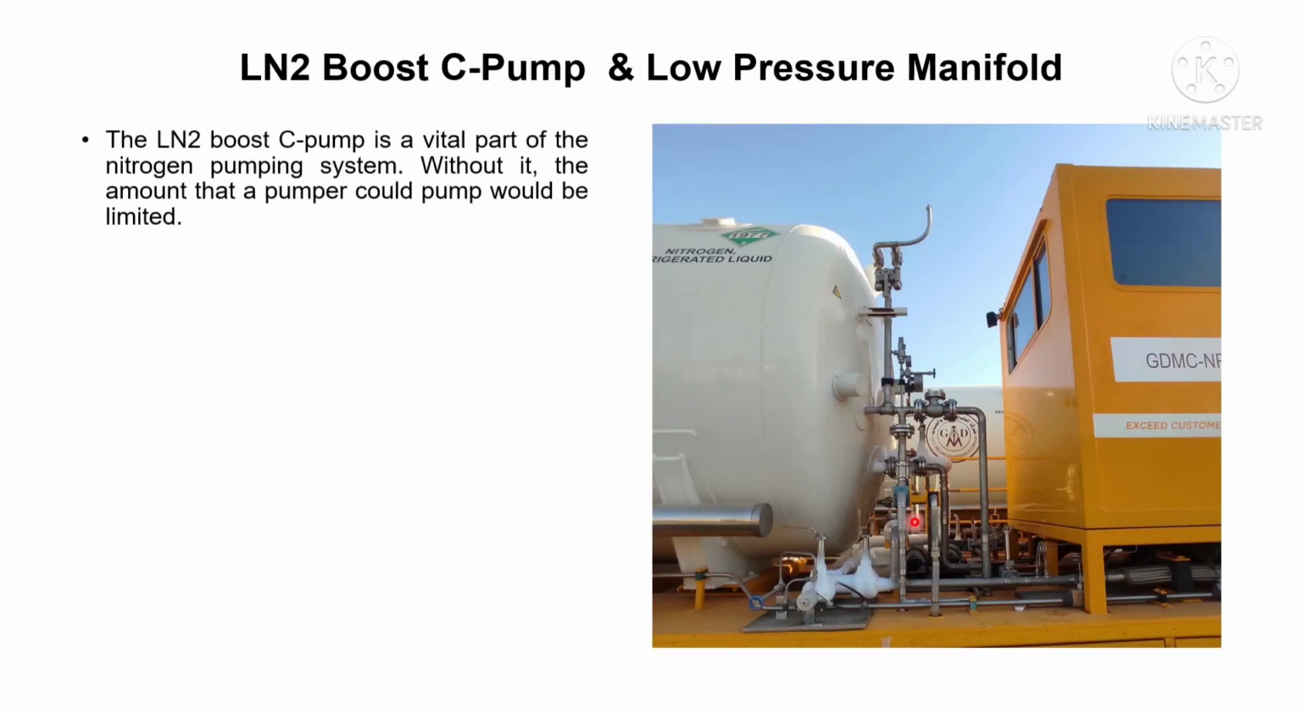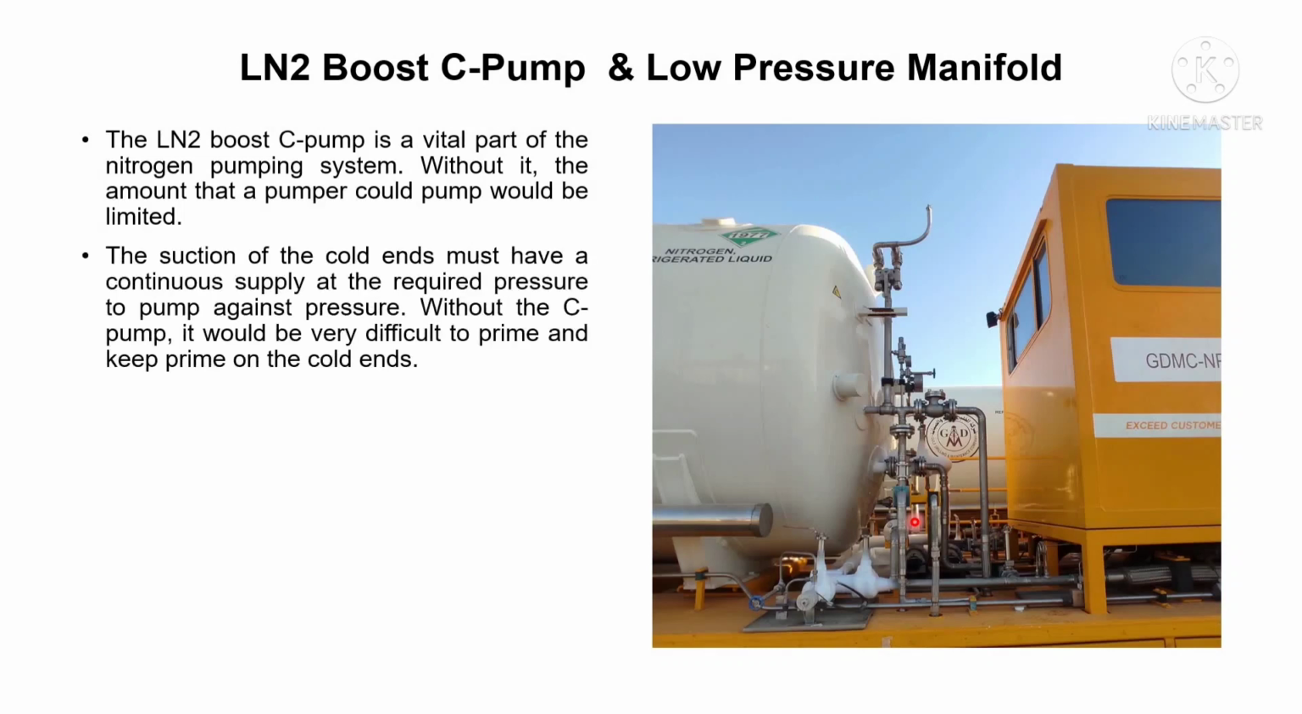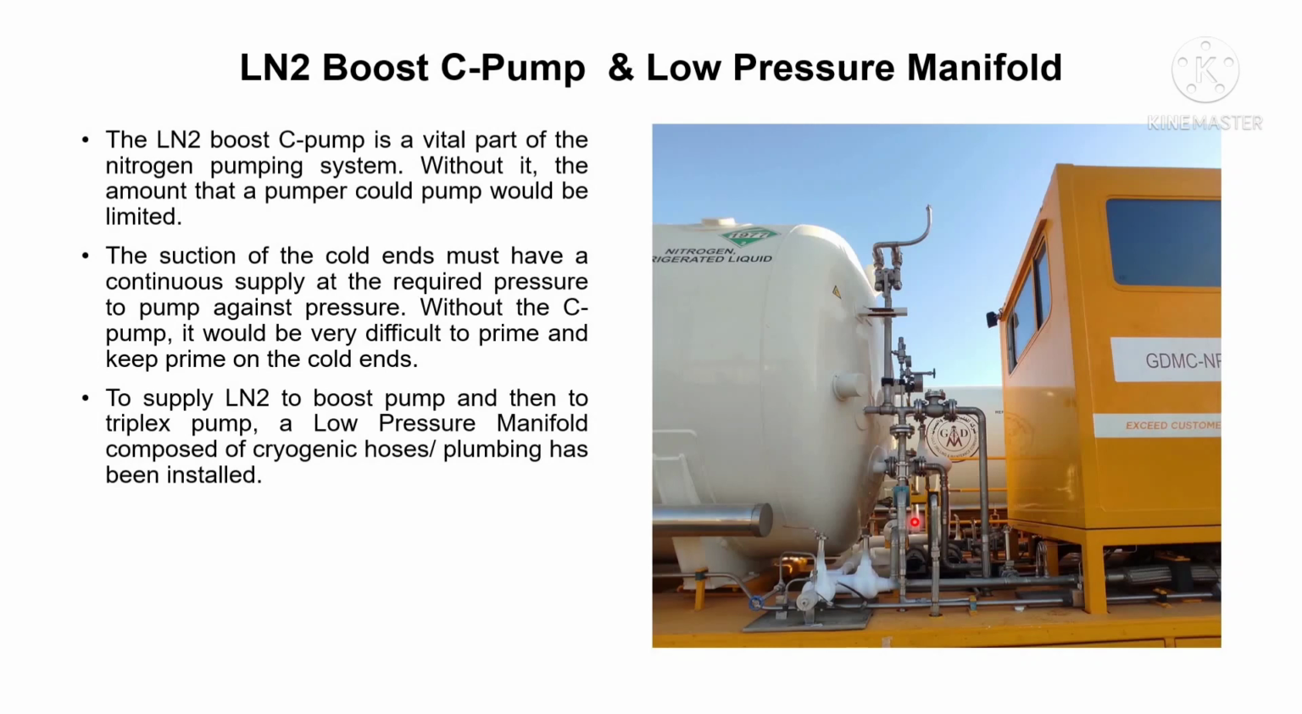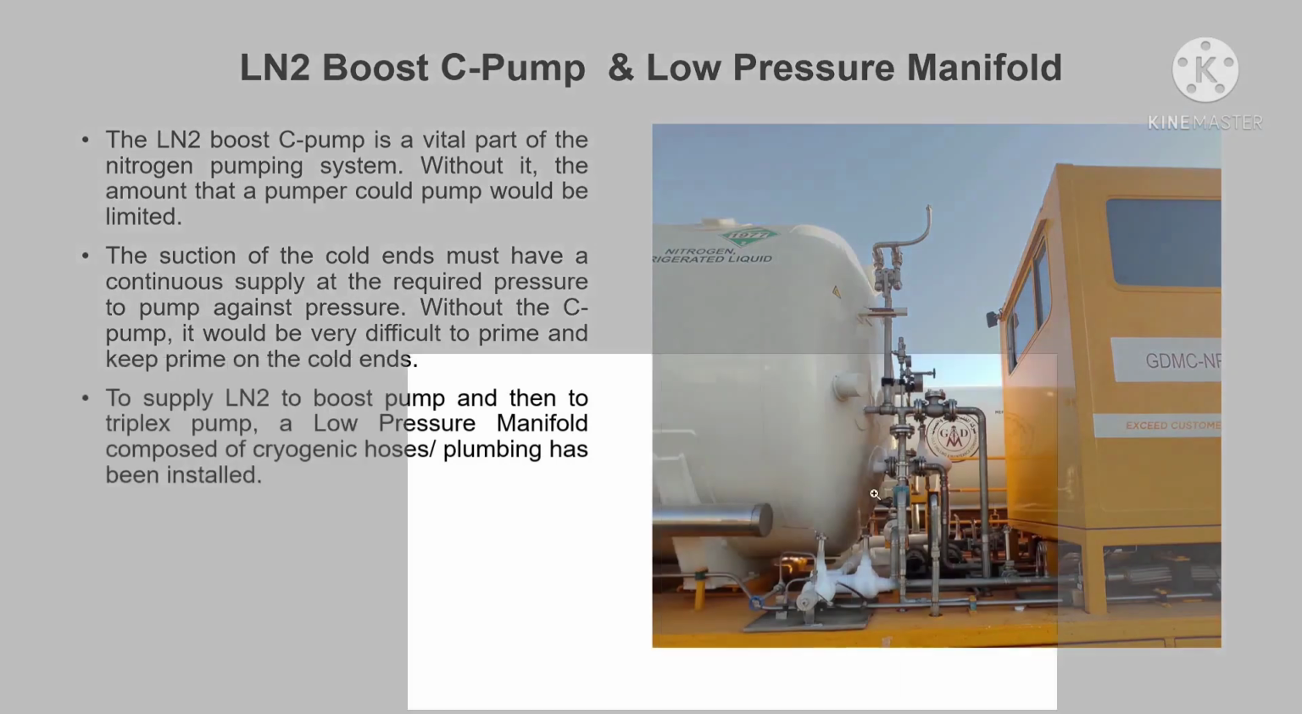Second part is LN2 boost C pump and low pressure manifold. The LN2 boost C pump is a vital part of the nitrogen pumping system. Without it, the amount that a pumper could pump would be limited. The suction of the cold ends must have a continuous supply at the required pressure to pump against pressure. Without the C pump, it would be very difficult to prime and keep prime on the cold ends. To supply LN2 to the boost pump and then to the triplex pump, a low pressure manifold composed of cryogenic hoses and plumbing has been installed.